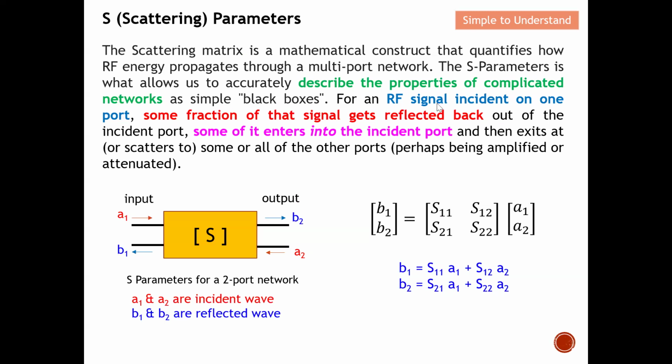For an RF signal incident on one port, some fraction of that signal gets reflected back. Basically this will be S11, out of the incident port. Some of it enters into the incident port and appears at the output port. So this can be S12 or S21. And then they exit to some or all of the other ports, perhaps even amplified or attenuated. So this is what I have shown to you earlier on a two-port network over here.